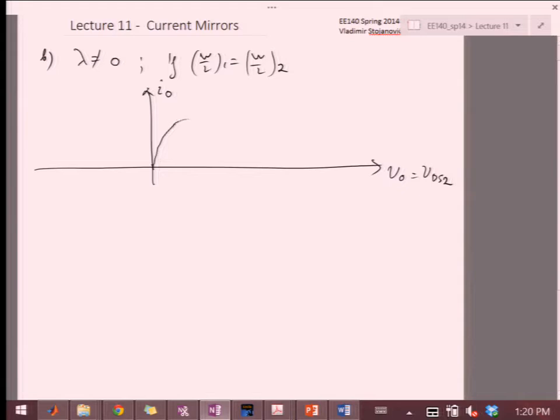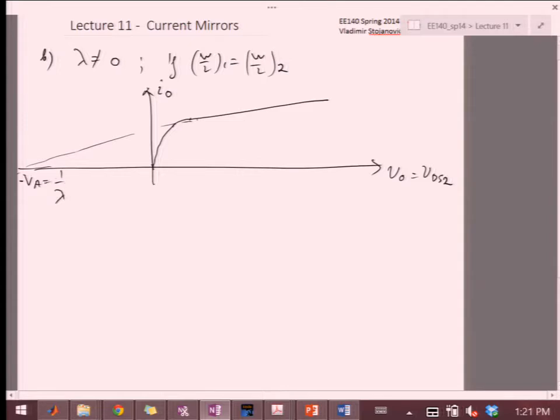we have our transistor curve, and there will be some slope here that crosses at minus VA, which will be 1 over lambda. So we know that this is the slope, and I can say, okay, here is VDS1. That VDS1 is fixed by I in, because VDS1 equals VGS1. And that will give me I in here.